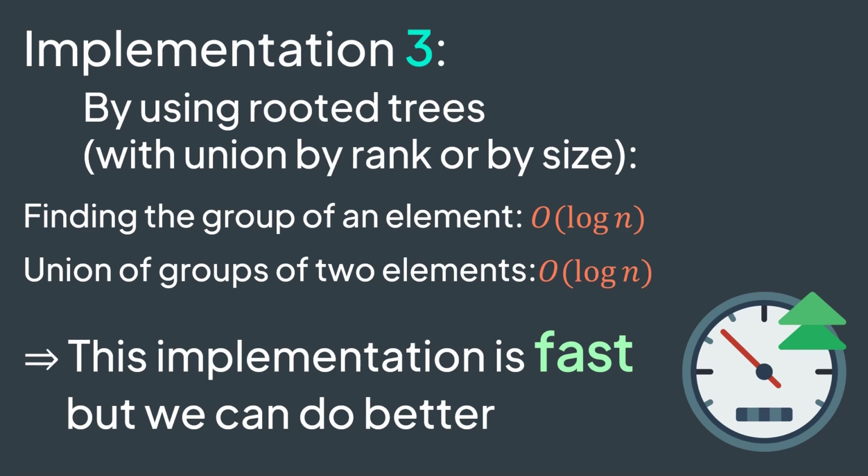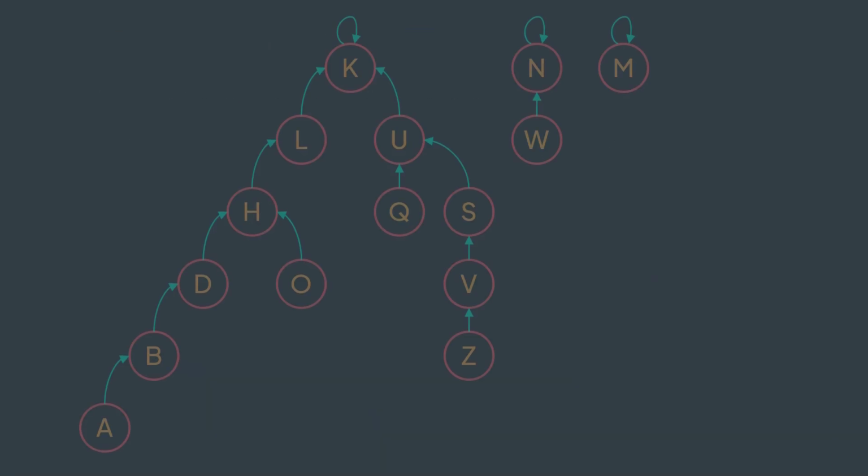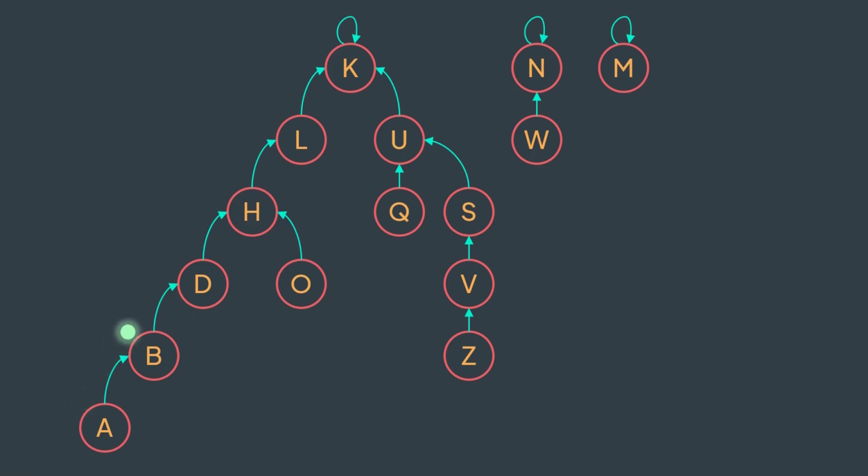Are we done? Is our implementation efficient enough? No. We still have something else to make it better. Imagine that we have this tree, and we want to perform find A. We need to traverse 5 edges. A bit later, we perform find B. We need to traverse 4 edges. Later, we perform find A. We need to traverse 5 edges.